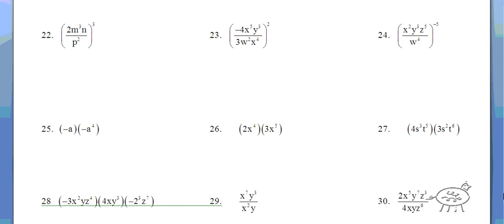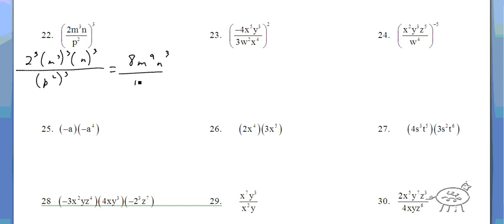All right, 22. You're trying to simplify inside the parentheses, you can't. So I'm just going to say it's 2 cubed, m cubed cubed, n cubed over p squared cubed. So we get 8 m to the 9th, n to the 3rd over p to the 6th.